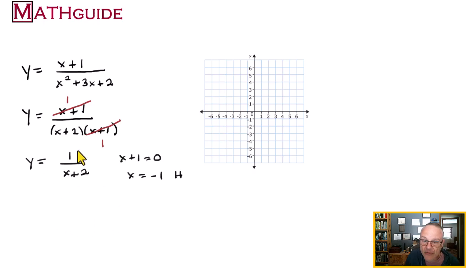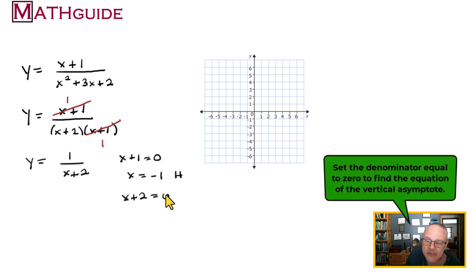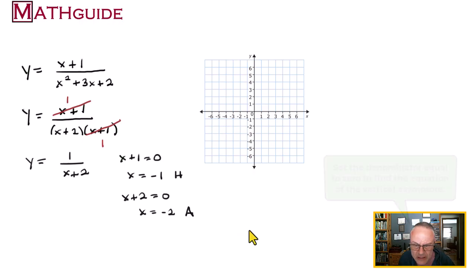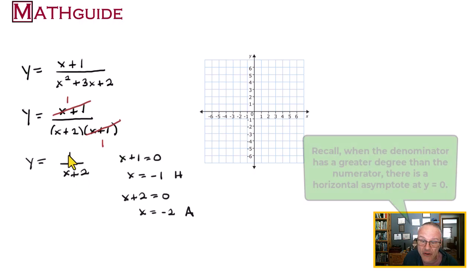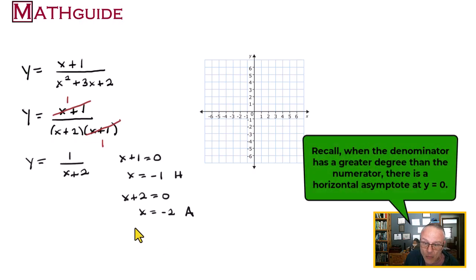Okay, now there are no more common factors in the top and bottom. So back to the first example. You set the denominator equal to 0, and doing some really simple algebra here, subtract, and you get this, which is an asymptote. Oh yeah, by the way, the denominator has a greater degree than the numerator, so we even have another one. We have y equals 0 is another one.